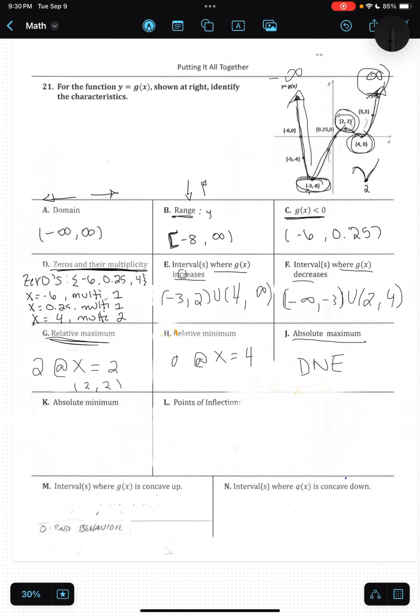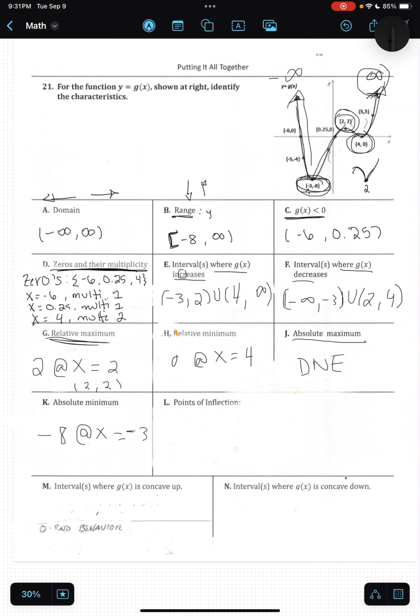Absolute minimum is the lowest the graph can go. Since it's an even graph in the positive direction, it's going up forever, both going to the left and going to the right. So there is a minimum, and the absolute minimum in this case would be negative 8, our y first, at x equals negative 3.